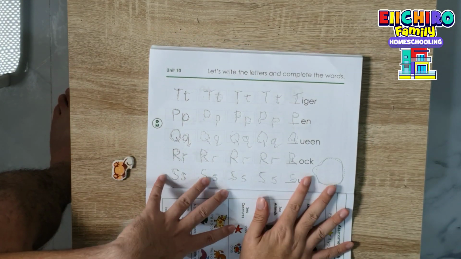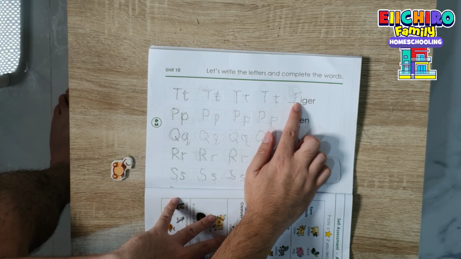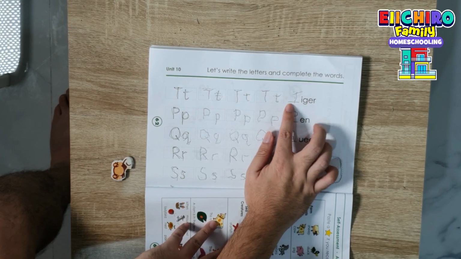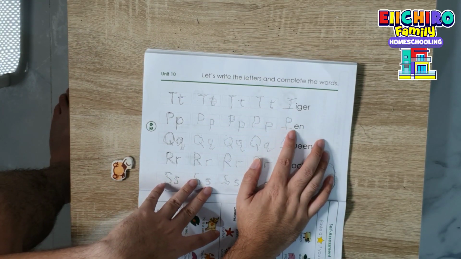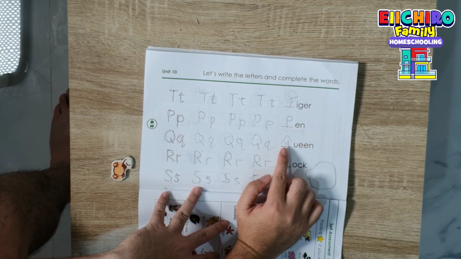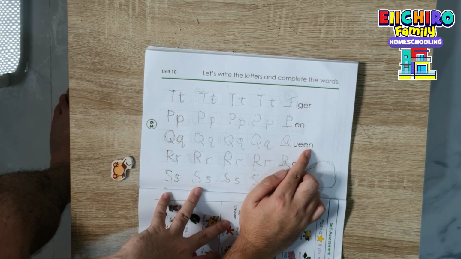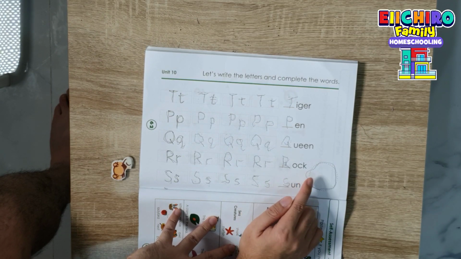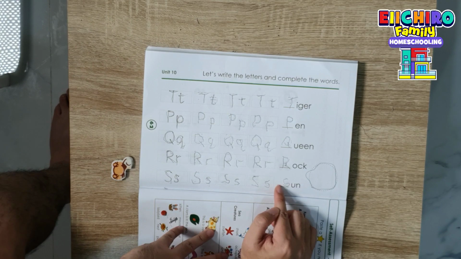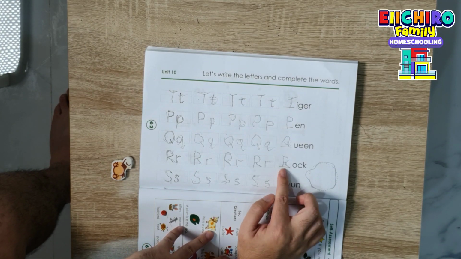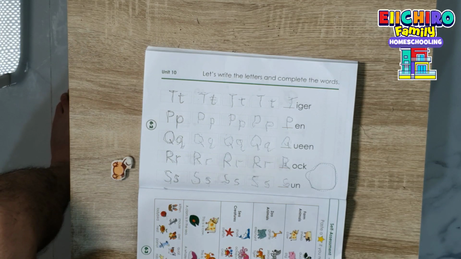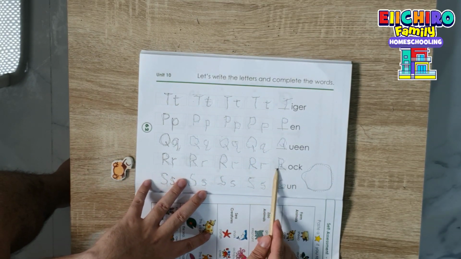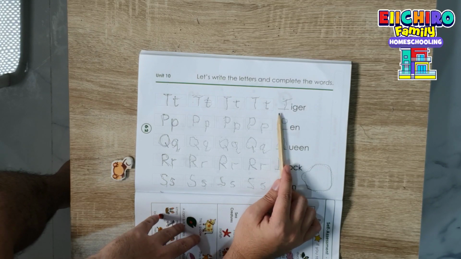Now we learn about the word first. T I G E R. Tiger. P E N. Pen. Q U E E N. Queen. R O C K. Rock. S U N. Sun. Sun, rock, queen, pen, tiger.